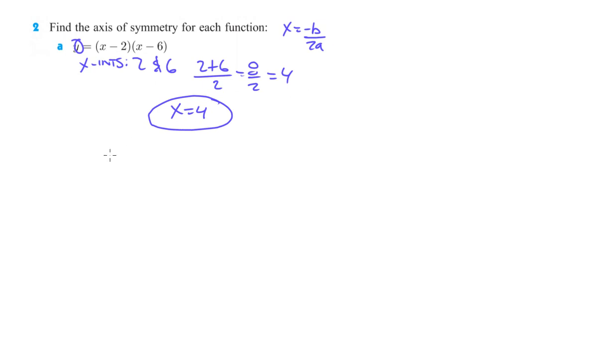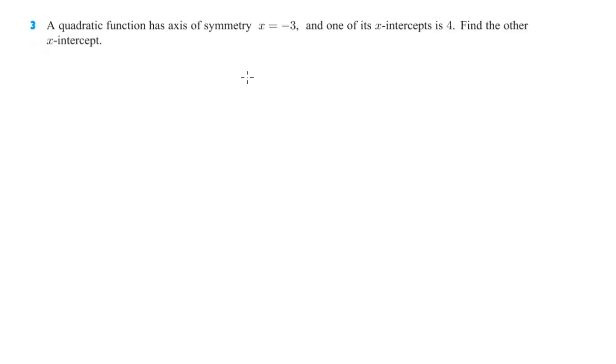Okay? All right. Number 3, quadratic function has axis of symmetry at x equals negative 3. One of the x-intercepts is 4. Find the other x-intercept. You do not have to draw this, but I feel like drawing this is just going to make this a much easier problem to do. So here's our axis of symmetry at x equals negative 3. One of the x-intercepts is at 4. Where's the other one going to be?